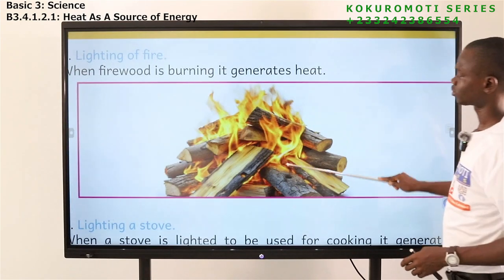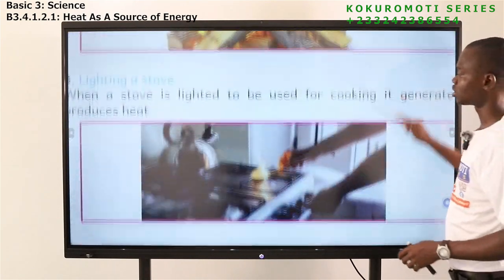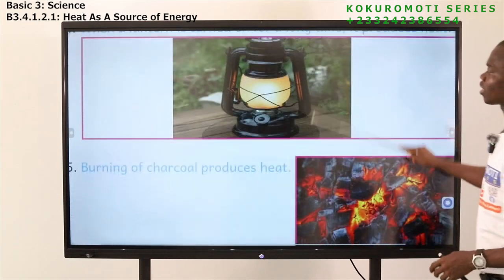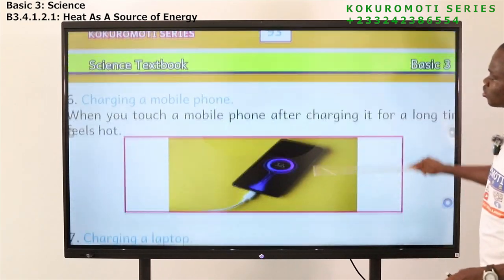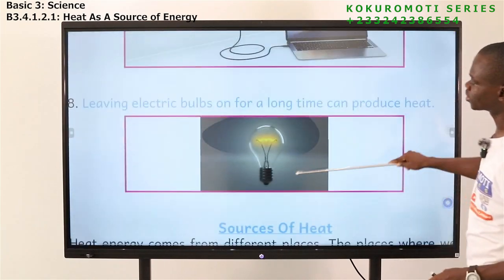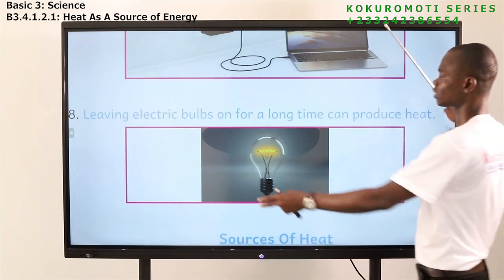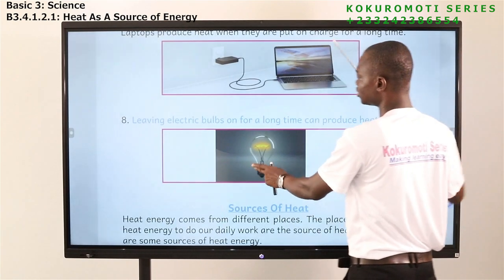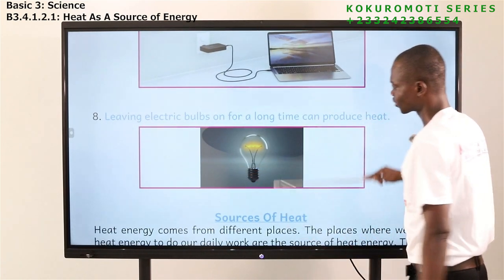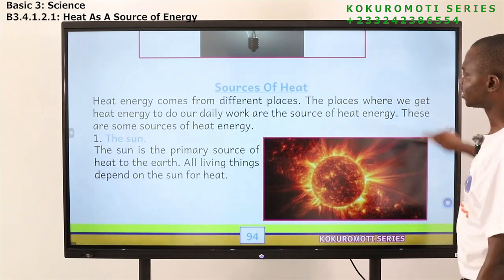The first one is this, rubbing your palms. The next one, yes, firewood. We have stove here. We have lantern, charcoal. So mobile phone, laptops, bulbs, all these are ways by which heat can be generated. Okay. Now we are going to look at sources of heat.